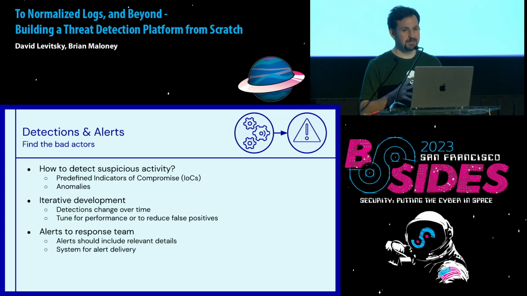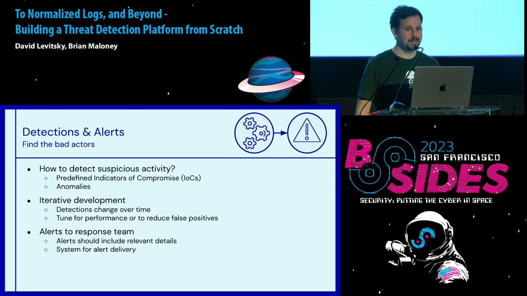Finally, once you have the enriched normalized data, you can run detections on those to find the actual bad actors in your systems. This may be predefined indicators of compromise. It could be anomaly detection using statistical methods or unsupervised ML models, or maybe, everybody's favorite topic, large language models might be part of this in the future.